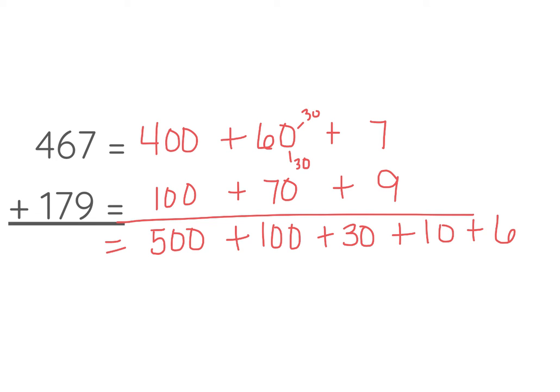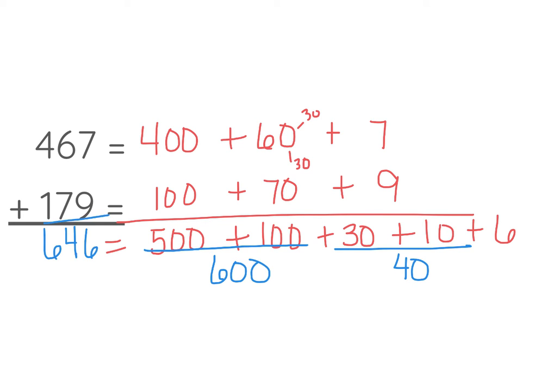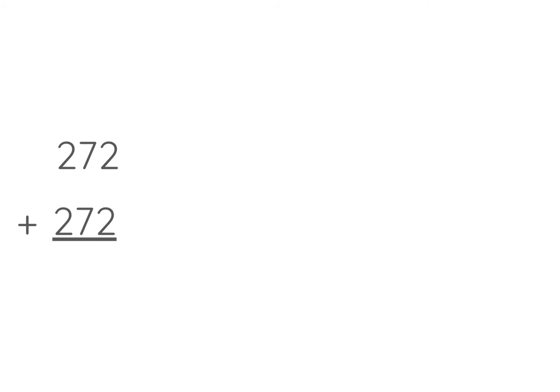Combine our like terms. 500 plus 100 equals 600. 30 plus 10 equals 40. So we have 646. Great job.